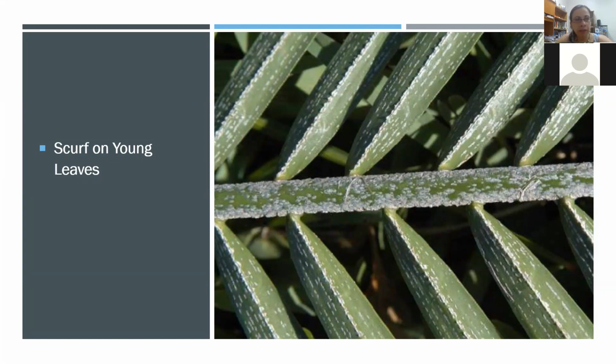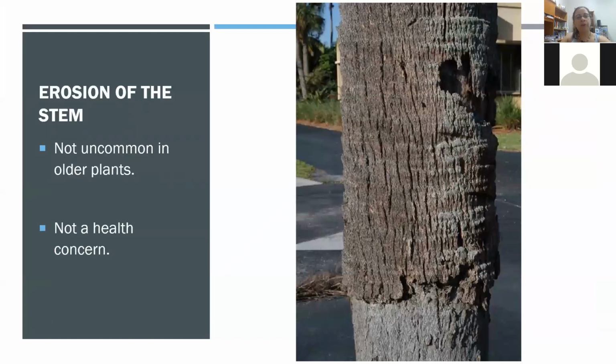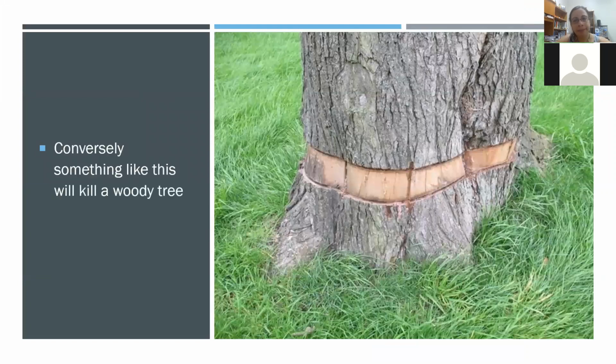Okay, so next we're going to talk about erosion from the stem. This isn't uncommon to see as palms get older, and it actually isn't a health concern. It's just that over time, sometimes that bark erodes, and you can have woodpeckers coming up. But remember, because that plant isn't growing out, losing the bark isn't as much of a problem, because again, it grows up. Whereas if you were to do something like this to a woody tree, that's actually going to kill it. So this is another one of those examples where the palm actually has some adaptations that make it better able to handle certain situations than woody trees can.